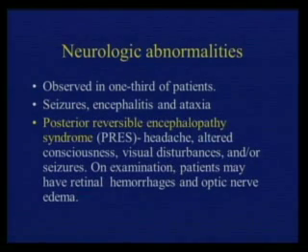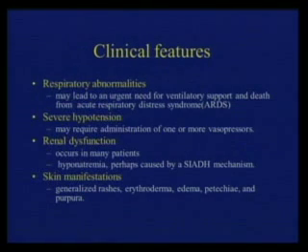Neurologic abnormalities can take the form of encephalitis, ataxia, and even seizures. These patients can be at risk of developing a syndrome called PRES, posterior reversible encephalopathy syndrome. They will have headache, altered consciousness, and visual disturbances, and seizure can be a manifestation of PRES. When you examine them, they will have papilledema and can have retinal hemorrhages. Usually their blood pressure is high at that time.